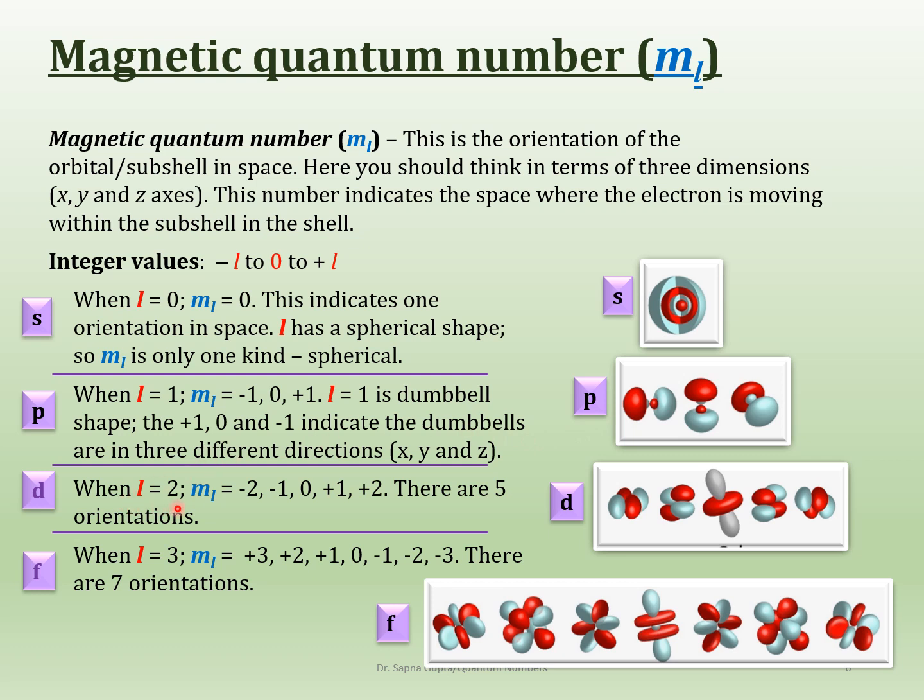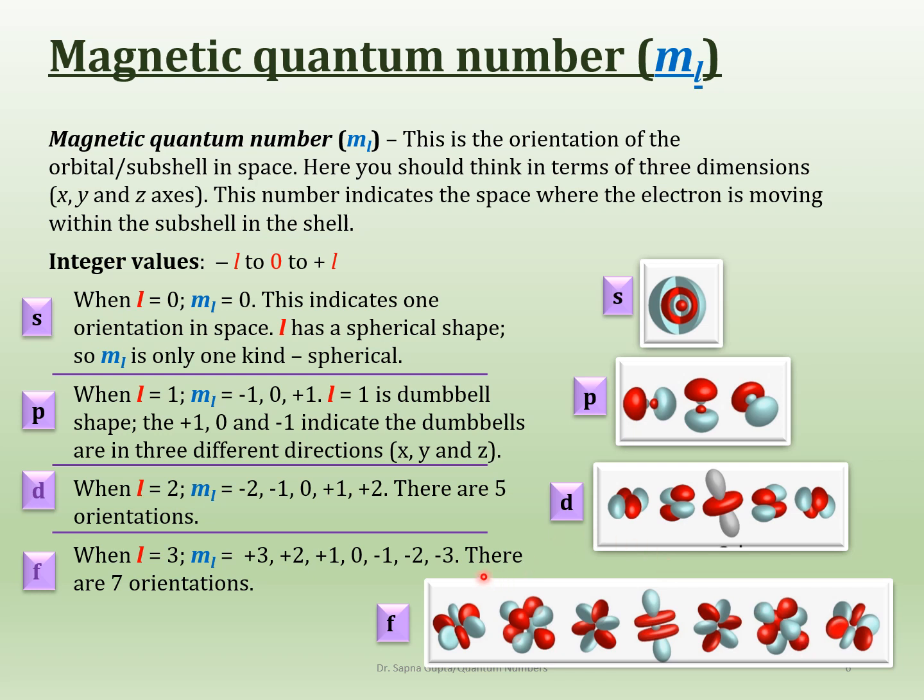Now, when L is equal to 2, there are 5 orientations. Here are the 5 orientations. You can see that the shapes are getting more complex. This was so simple, this was getting more complex, D is getting more complex. And then when you get to L is equal to 3, which is F, which has 7 orientations, look at how complex this is. Very complex now. So simple to complex to more: one orientation, three orientations, five orientations, and then seven orientations.